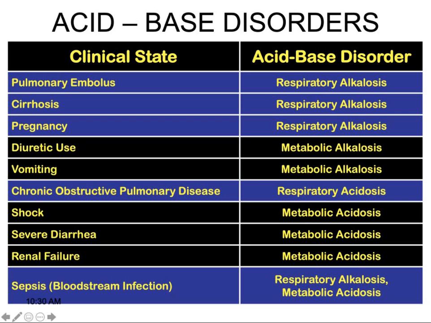There are numerous examples in clinical states which lead to derangement in acid-base conditions. For example, in respiratory alkalosis, you will find conditions like pulmonary embolus, cirrhosis, and pregnancy causing that. On the contrary, vomiting and diuretic use might lead to metabolic alkalosis. COPD leads to respiratory acidosis. Shock, severe diarrhea, and renal failure may lead to metabolic acidosis. In addition, to make things more complicated, septicemia, sepsis may lead to a mixed picture where you will find both respiratory alkalosis and metabolic acidosis.